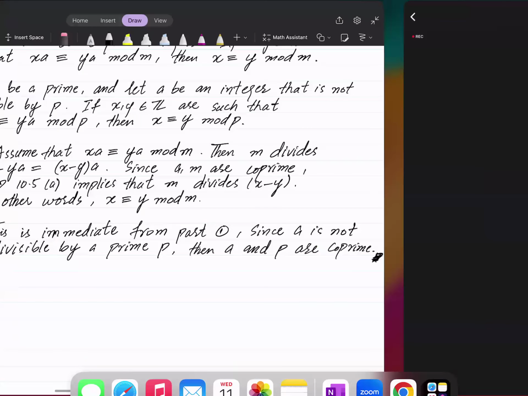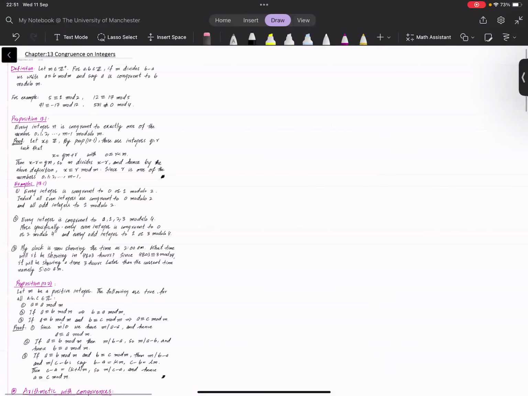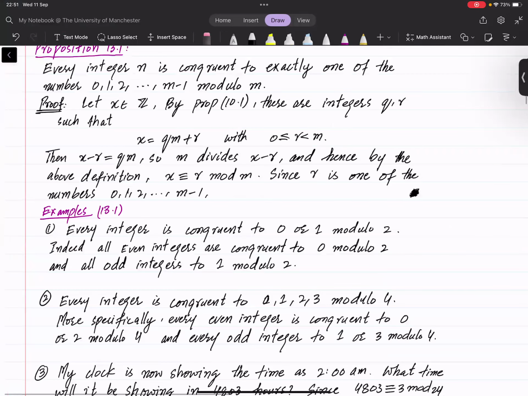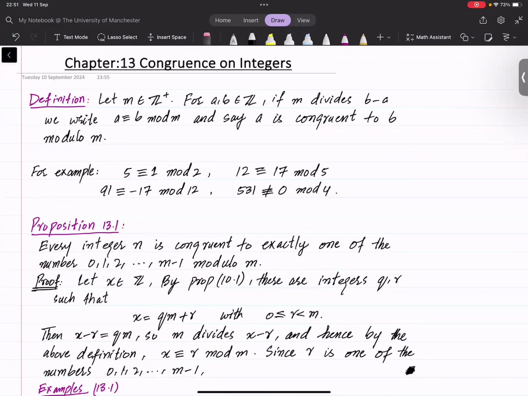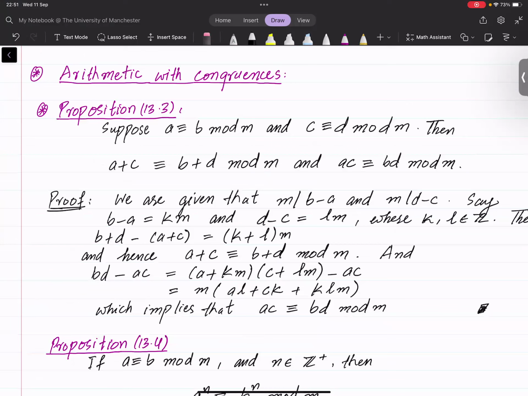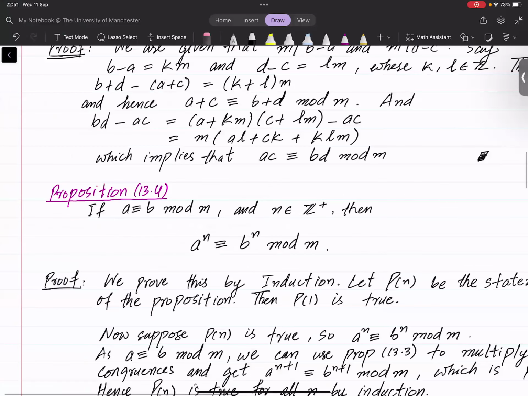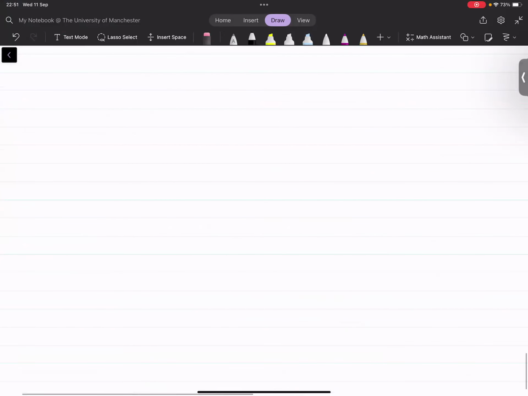Hi. So previously we were talking about congruences on integers. We have given some definitions and propositions. Then we did some arithmetic with congruences. Now we are going to talk about how to solve congruence equations. So let's do that.